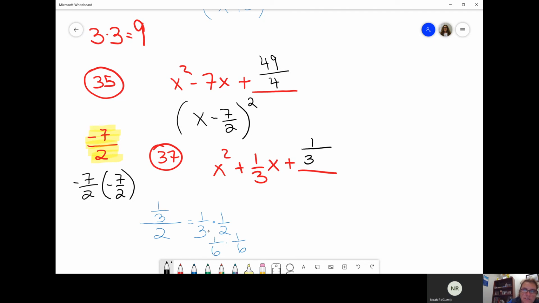1/36. So this one got to be a little tricky here. Be careful. If you factor it, you get x plus 1/6 squared. 1/6 plus 1/6 is 2/6, which is 1/3. And 1/6 times 1/6 is 1/36. That's how one would complete the square.